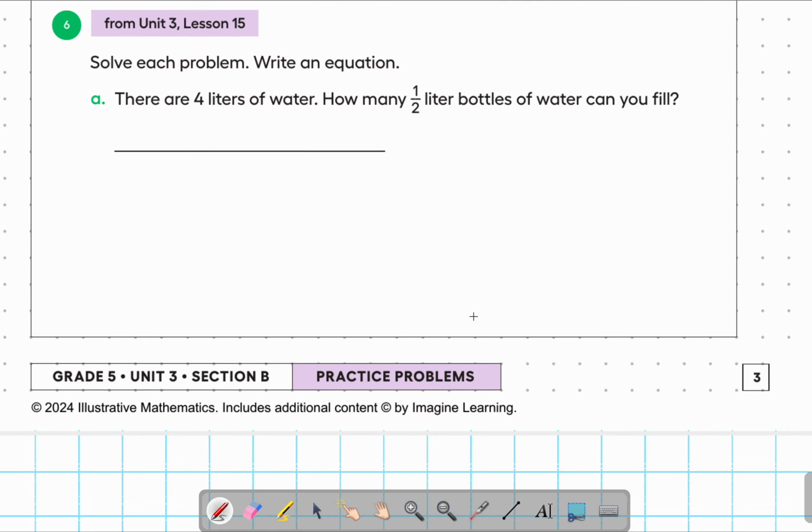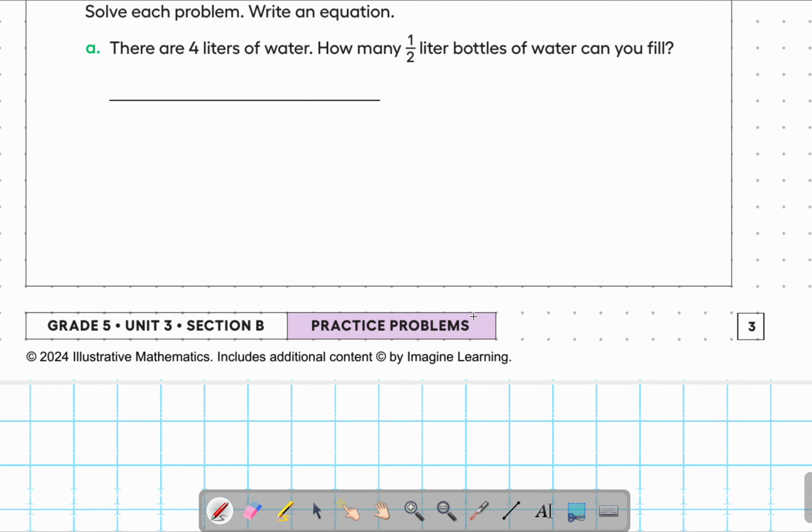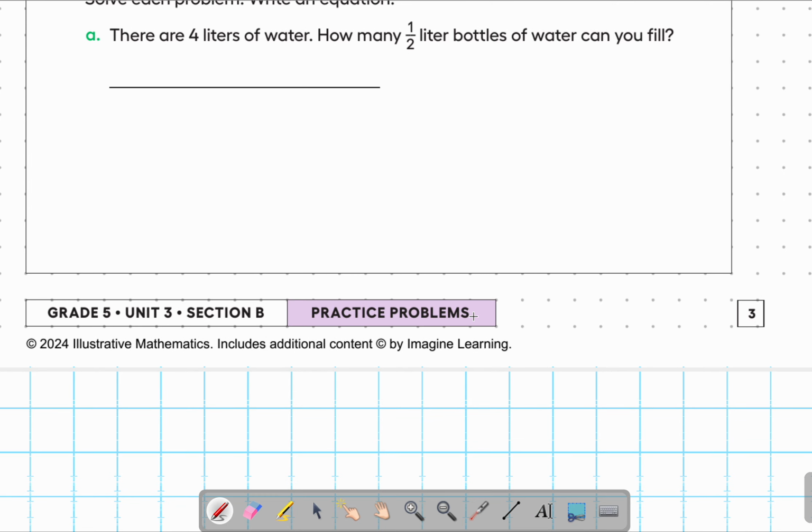All right, so let's go to this one. Now, there are 4 liters of water. How many half-liter bottles of water can you fill? Okay. There are 4 liters of water. How many half-liter bottles of water can you fill? So let's go ahead and draw that out. Let's draw our 4 liters of water. So I'm going to draw a tape diagram representing 4 liters of water.